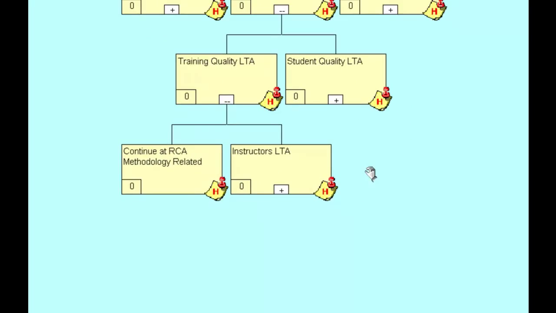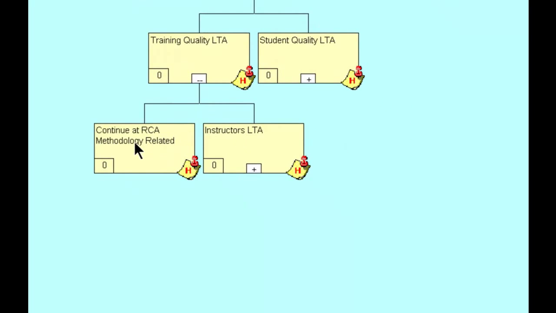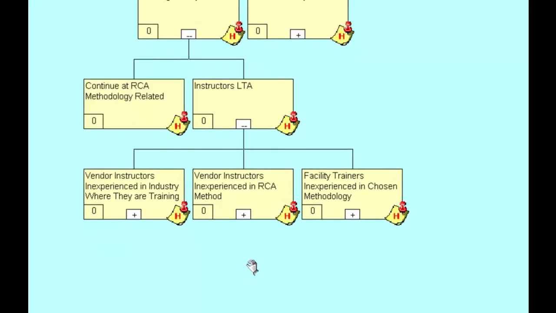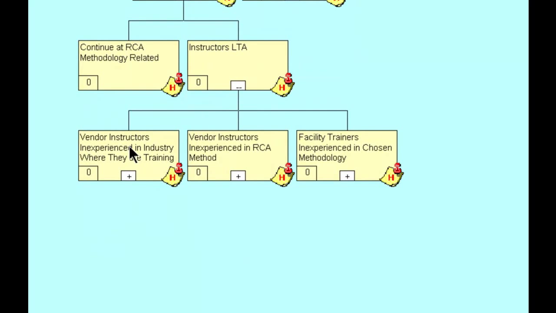Okay, so we get back to the instructor. We're assuming that we have a sound methodology and that we have an instructor that's less than adequate. How can that happen? The vendor instructors are inexperienced in the industry where they are teaching. Well, how can that happen? We do poor due diligence ourselves as the customer in ensuring that whoever is instructing our people knows what they're talking about in terms of the industry in which they're teaching.